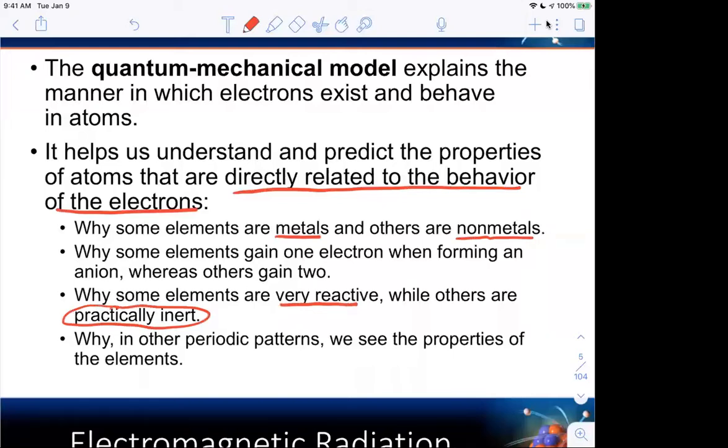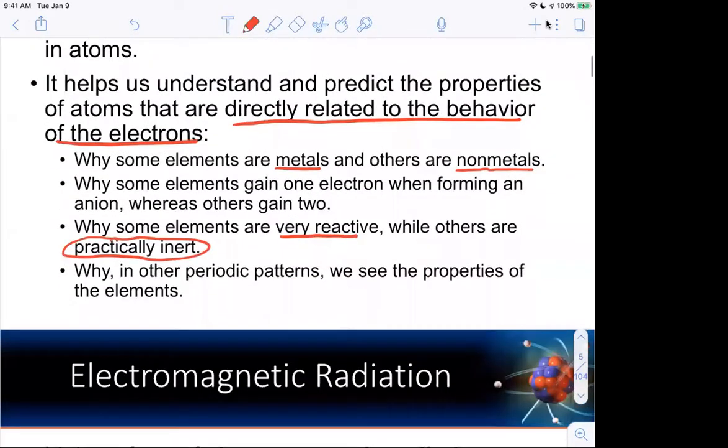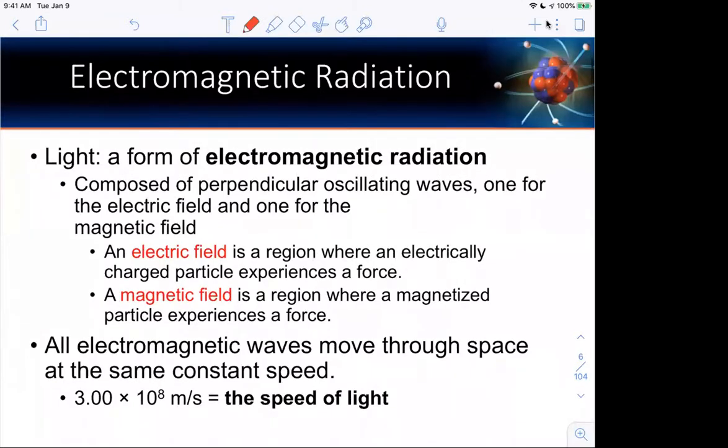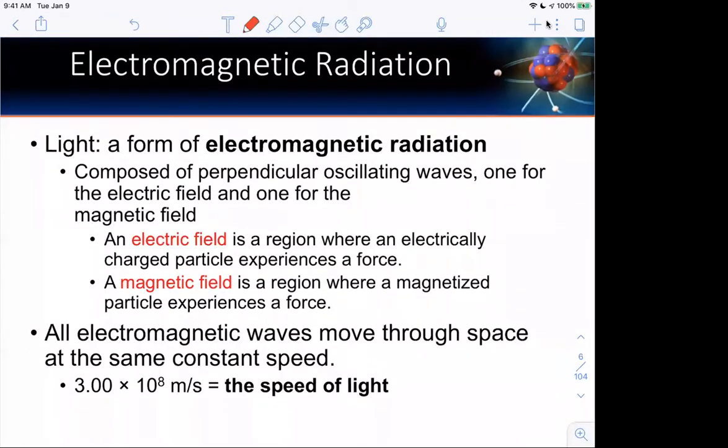So what we're going to do is figure out what the new rules are for the behavior of electrons and other very small particles. In order to do this, we need to consider electromagnetic radiation. Light is a form of electromagnetic radiation.